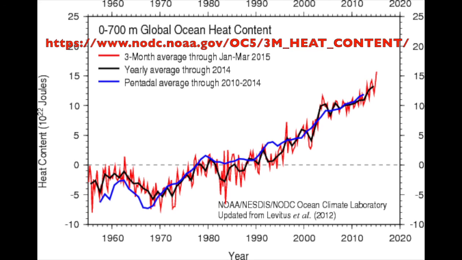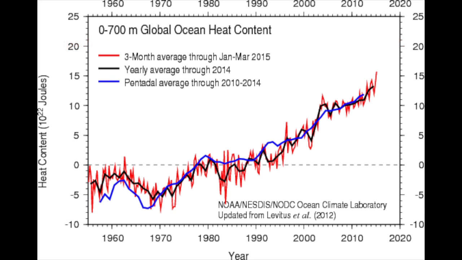Here we have a graph of the top 700 meters of the ocean's heat content from the mid-1950s till March of 2015. The red line is the 3-month moving average, black is the 12-month moving average, and the blue line is a 5-year moving average. Pentadal is just a fancy term for 5-year. The reason we have the average is to smooth out all the little noise due to fluctuations from the seasons and also just from the weather, so we can see the longer term trends more clearly.